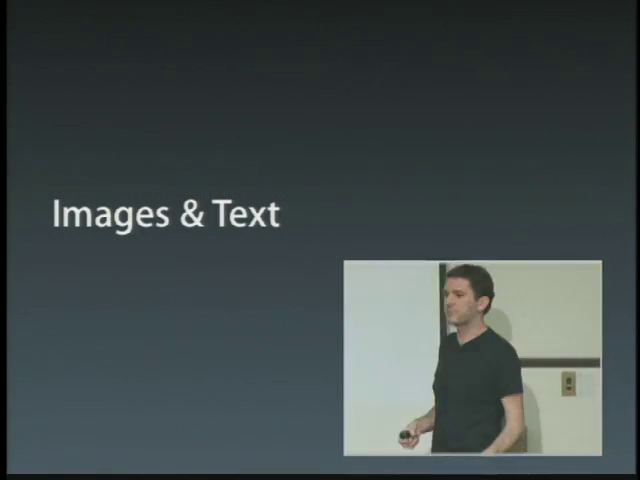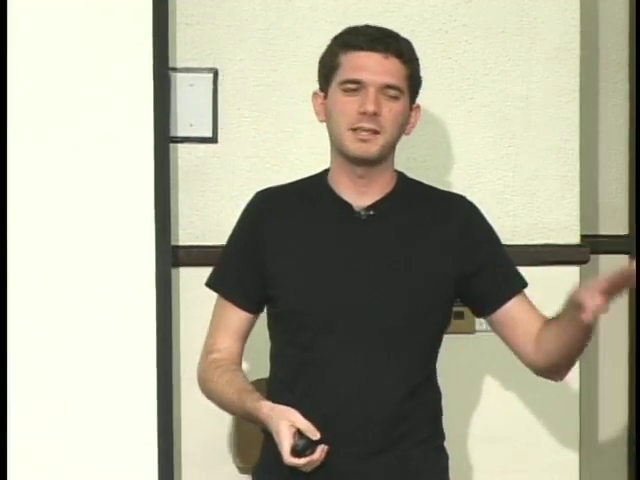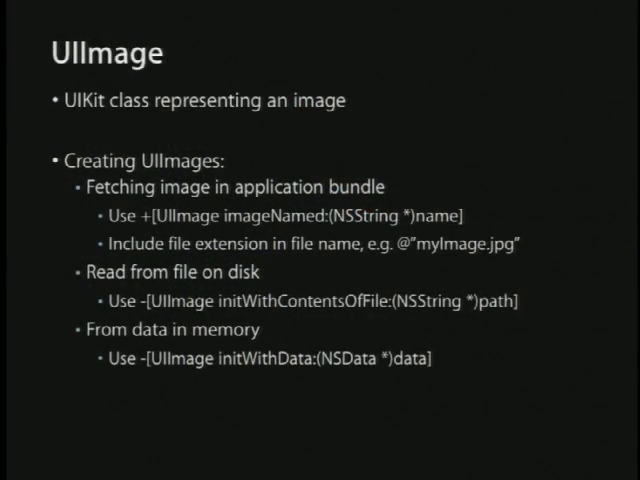So that's basic shapes. But we also might want to draw some images and text at different points. So Core Graphics provides the ability to do this as well. Let's take a look at how that'll work. UIKit actually provides a convenience function wrapping the Core Graphics image functions. And that convenience is UIImage. UIImage is a class in UIKit that represents an image. And the image can come from a few different places.